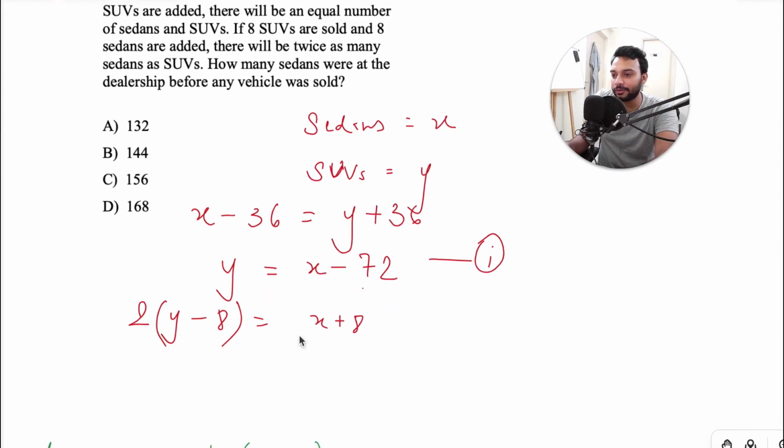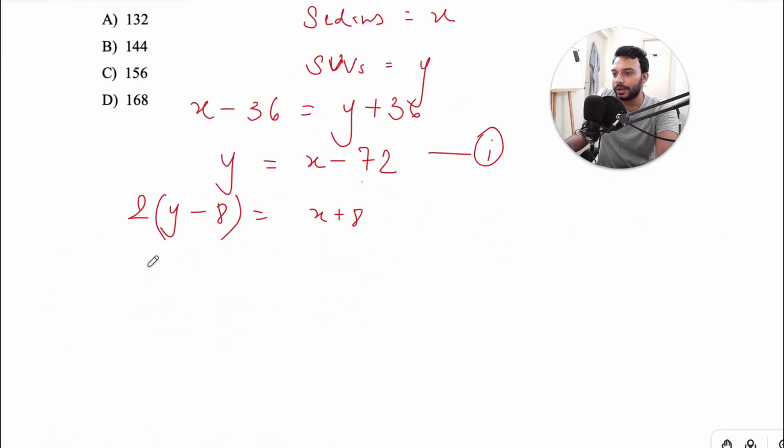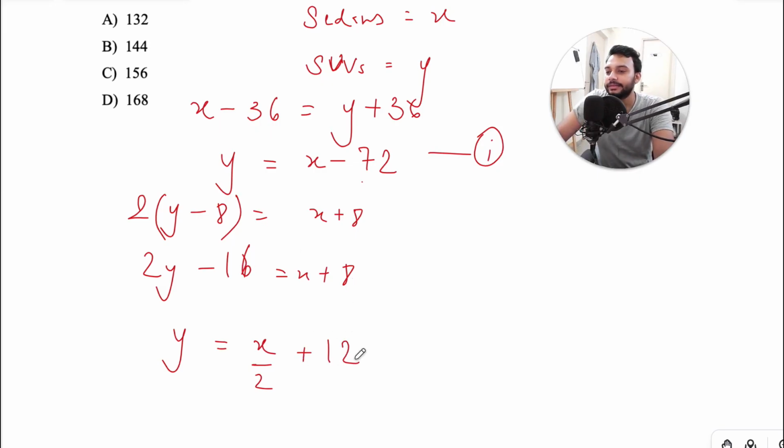Let's simplify the second equation as well. 2y minus 16 is equal to x plus 8. So y is equal to x over 2 plus 16 plus 8 is 24, over 2 is 12. This is the second equation. So now these two equations we have, no need to solve them manually.